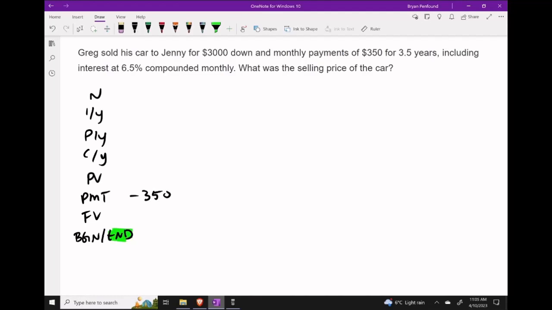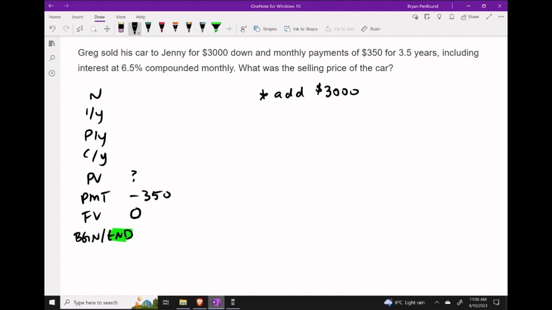Now, be careful here because we do have to skip over the $3,000 down. We're going to deal with that at the end. So let's just make a little note to add $3,000 to whatever we get for the PV when we go to use our calculator. Obviously, at the end of this payment stream, we should expect to owe $0 to Greg for this vehicle.